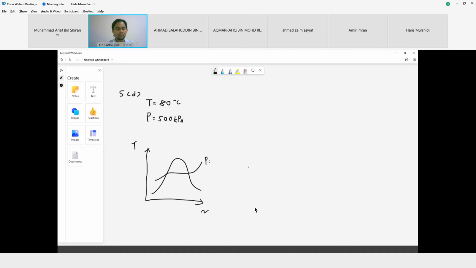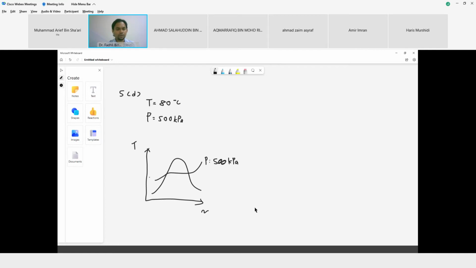Okay. Next, step number 3, transfer all the value given into our diagram. Okay, pressure is 500 kilopascal, or can be 0.5 megapascal. Okay. So how about temperature? Temperature is 80 degrees C.